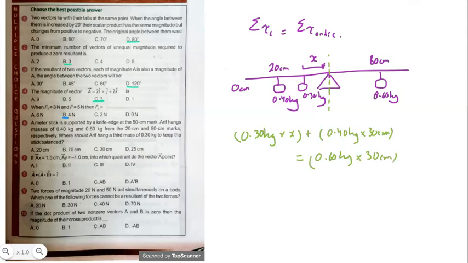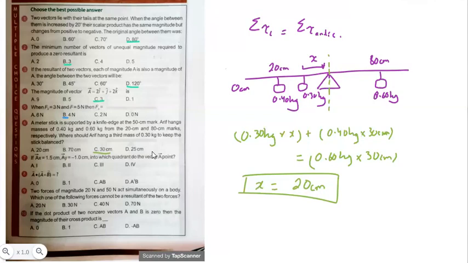So if you solve this equation, you will get x is equal to 20 centimeter. So this is the distance from the axis of rotation till this mass. But we have to tell the distance from the 0 mark. And from the 0 mark, this distance will be equal to 30 centimeter. Okay, because the 20 centimeter is the distance between the axis of rotation till this point, but we have to tell this distance. So this distance will be 30 centimeter.